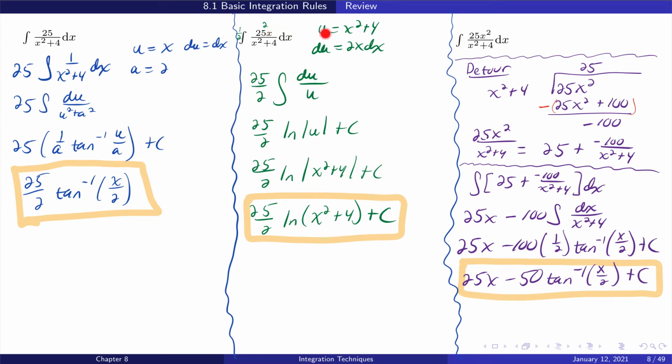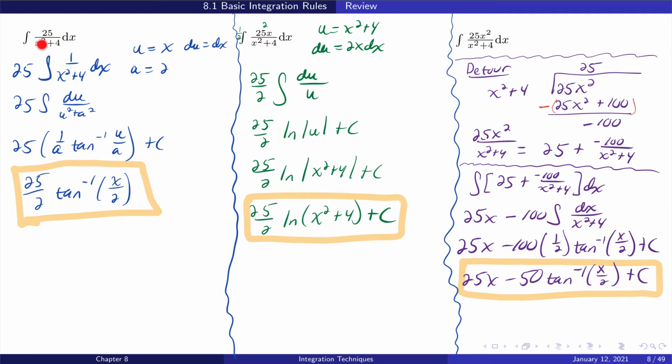Pay attention to the constants. We needed a 2x, so I moved the 25 out front, put a 2x there, which had to be offset with a 1/2. So the 25 moves out front, but the 1/2 offsets the 2 that I needed for the du.